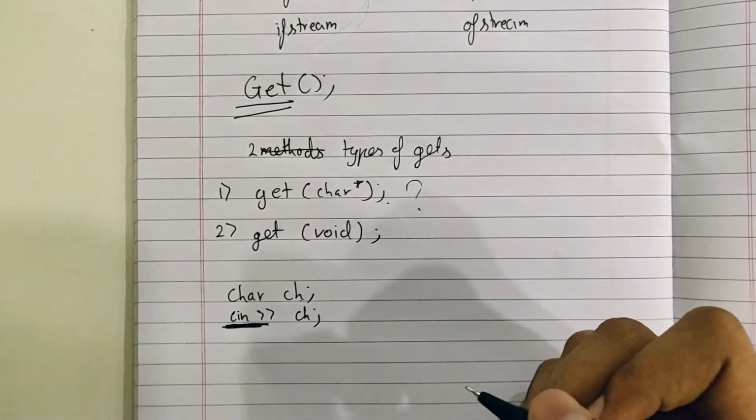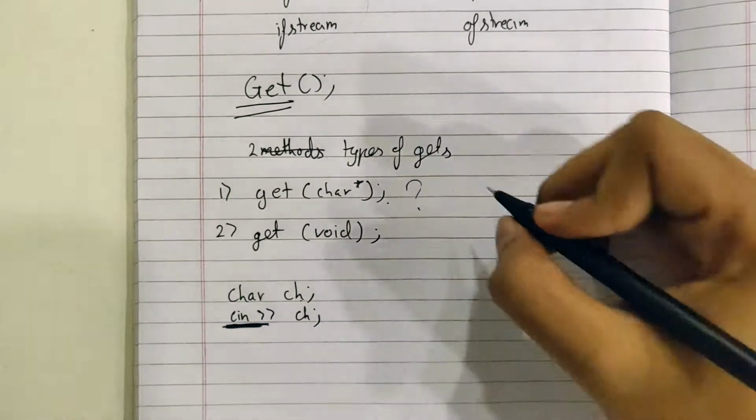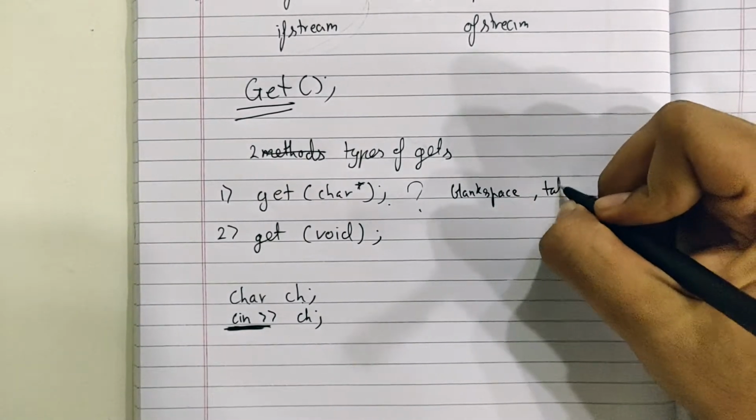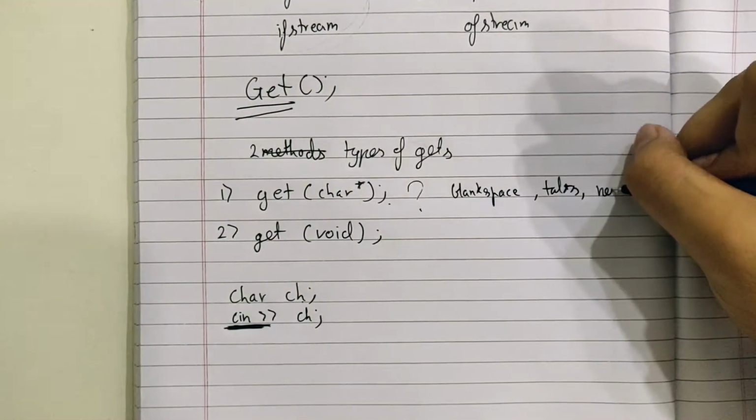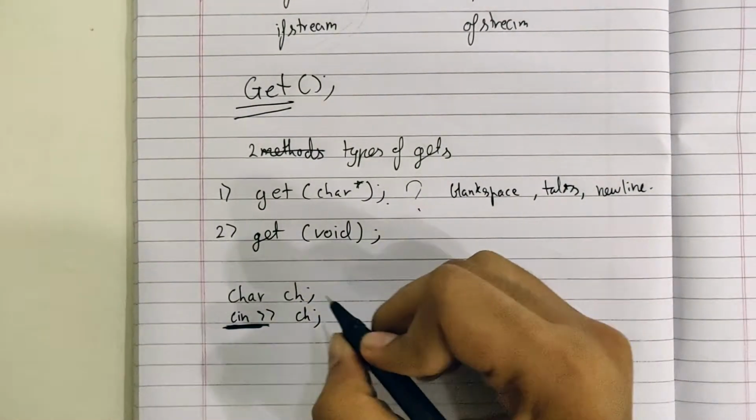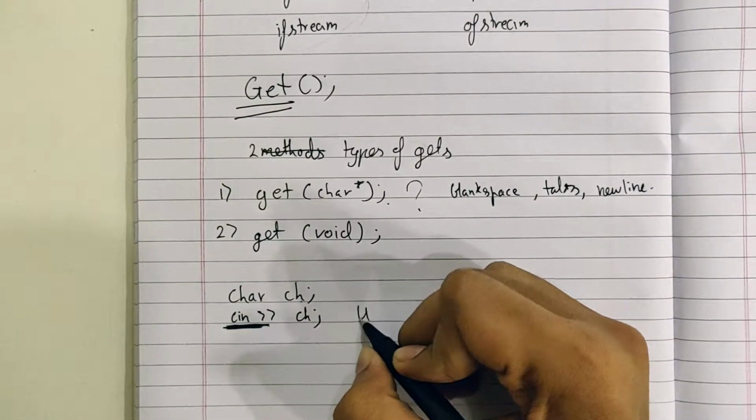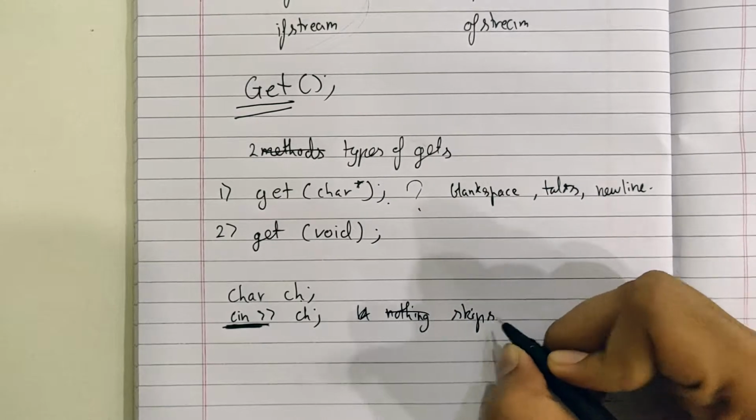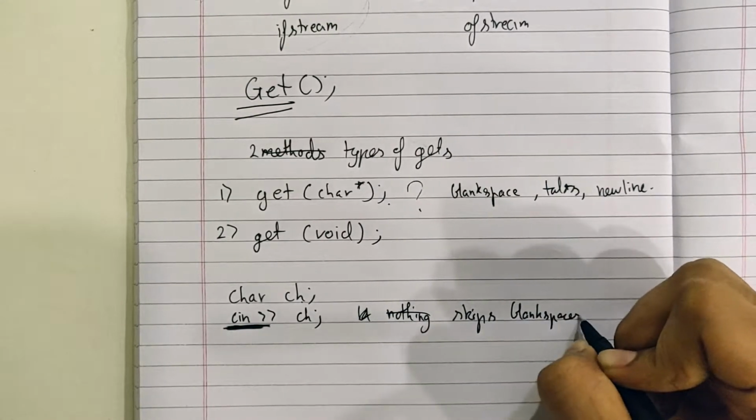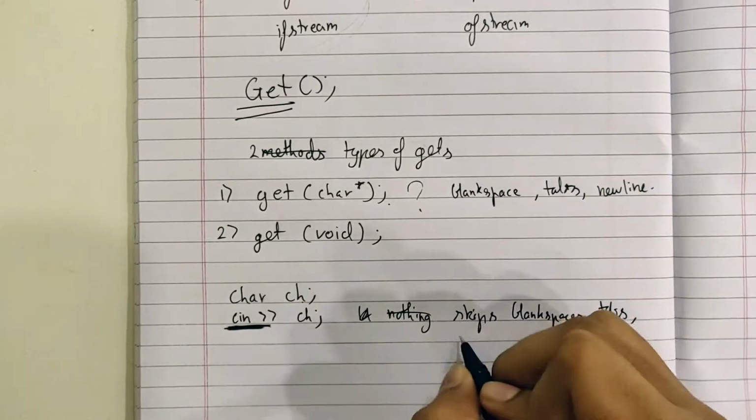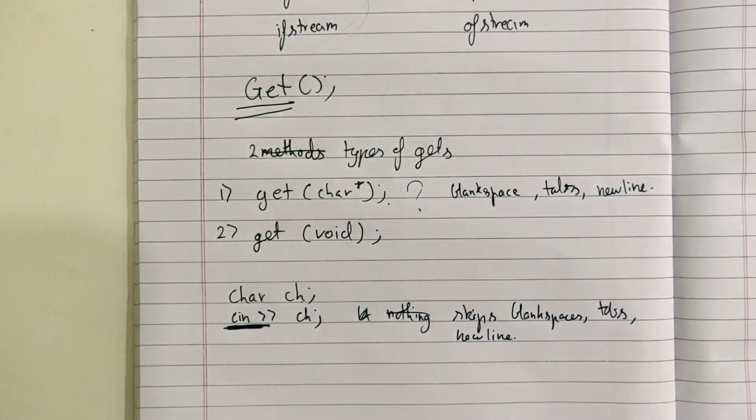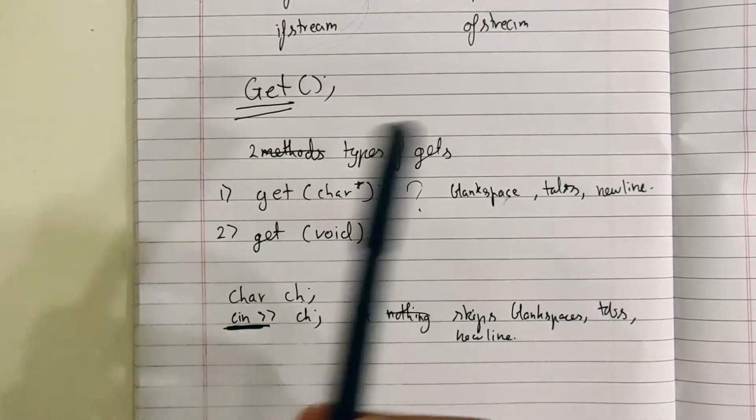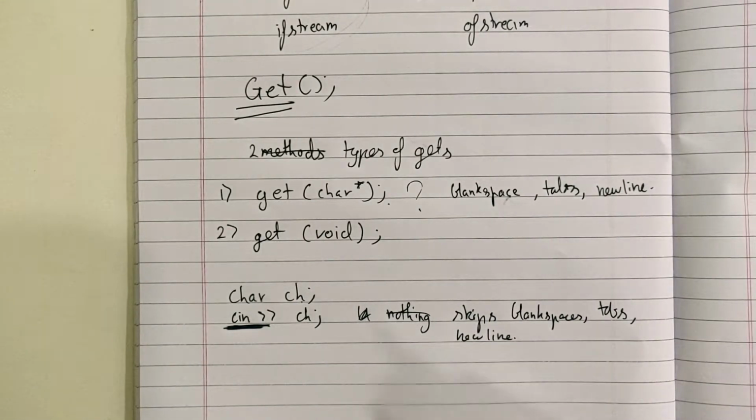To put it in plain terms, get is better because it understands what a blank space is. It understands what tabs are, and it understands what a new line is. Unlike get, cin does not understand blank spaces. Cin skips blank spaces, tabs, and new lines. So I'm not saying that get is better, but where you need blank spaces, tabs, and new lines, you use get, and where you want to skip them, you use cin. Makes the work easier, right?